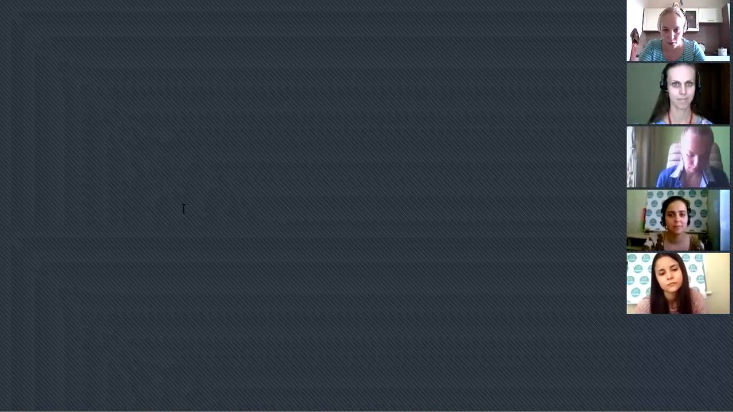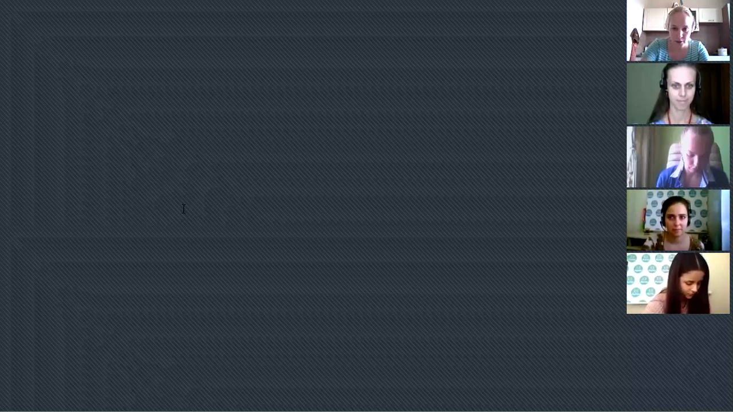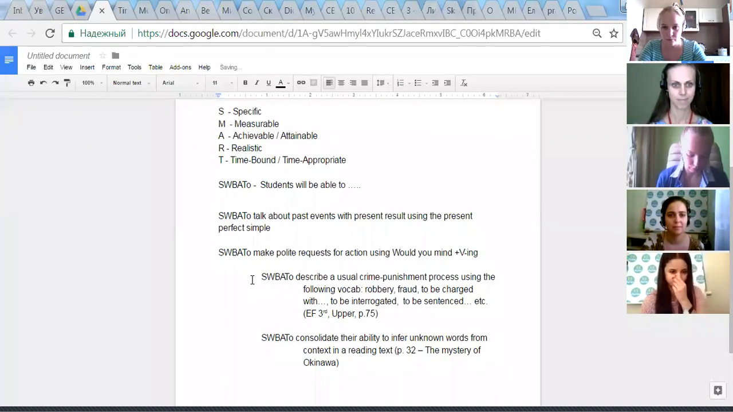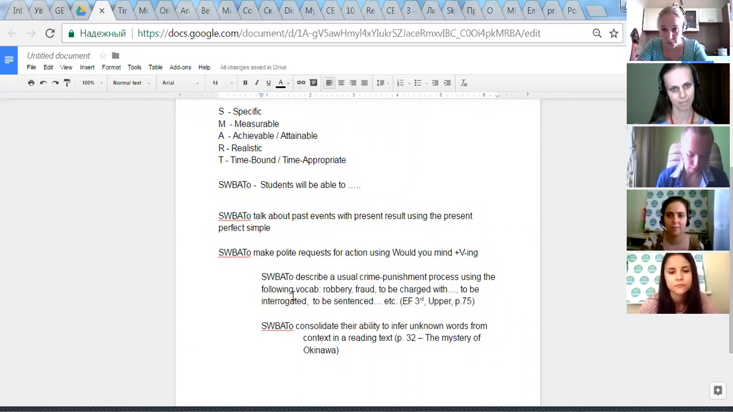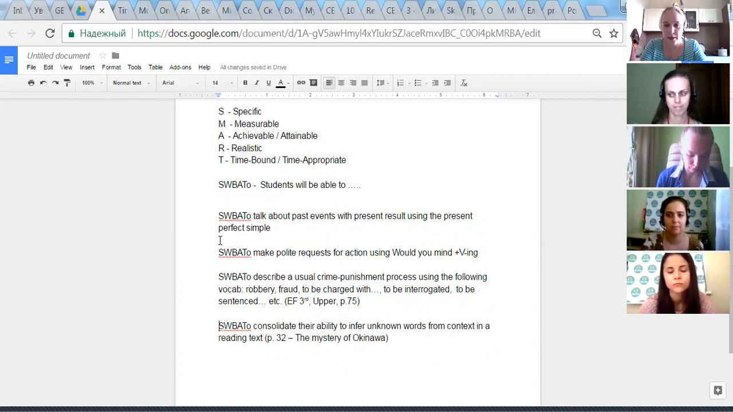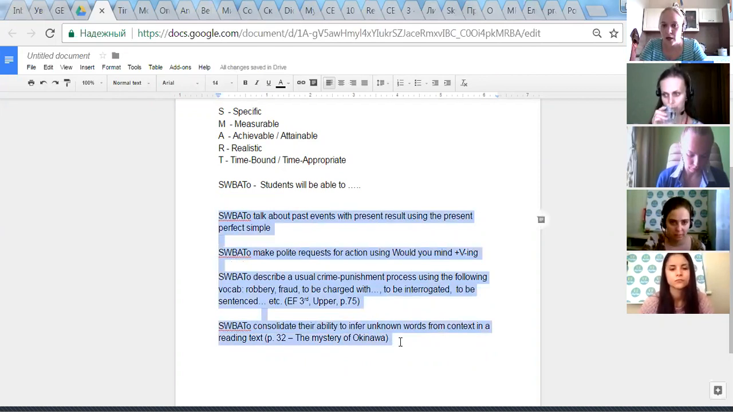And now there are 4 aims I want to show you. Of course, they all start with SWBAT. Just a second. Oi, what happened? Something happened. Well, I don't know why they had to be together, but they are. Okay. So there are 4 aims here. Apart from SWBAT, they all have something in common. I'd like you to look at them and tell me what that is.